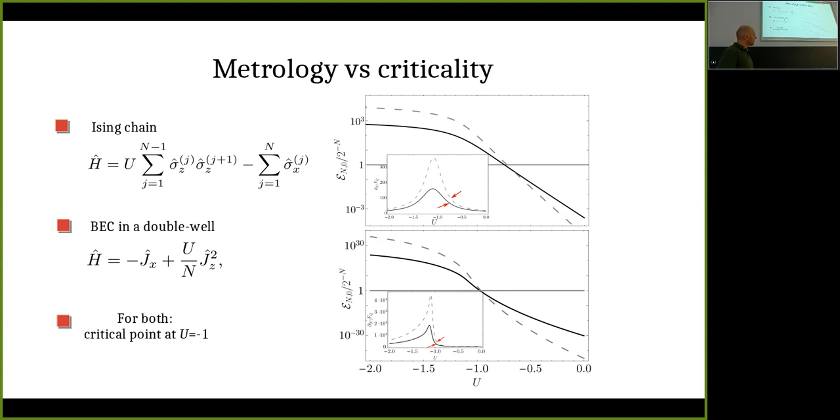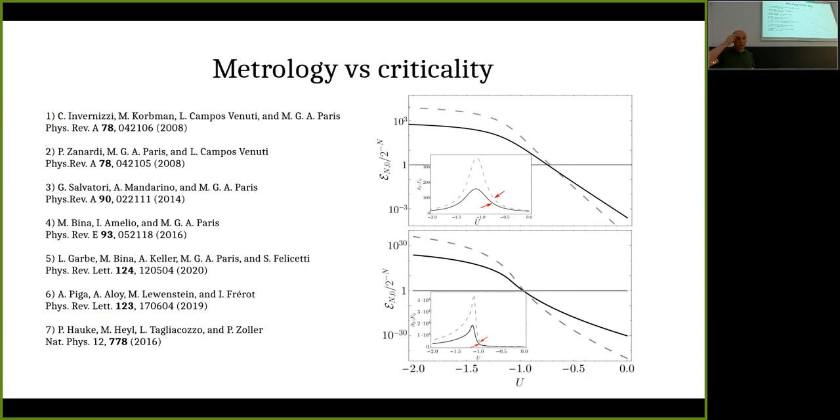You cross the critical point, so your many-body non-locality starts to appear. The solid line is for 1000, and this is, I guess, for 500 qubits. And again, you see that exactly at this point the Fisher information derivative starts to grow very rapidly. And such a relation between quantum criticality and metrology has been analyzed in many papers, by Matteo Paris and his group.